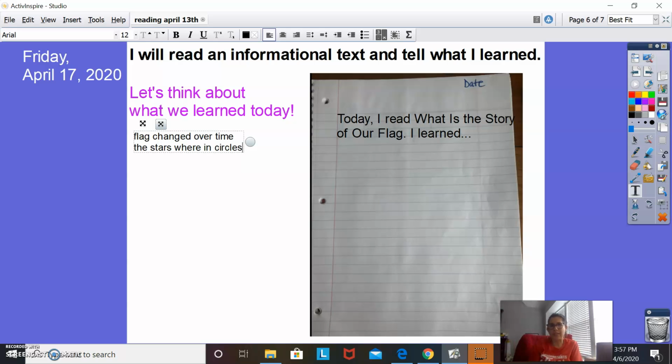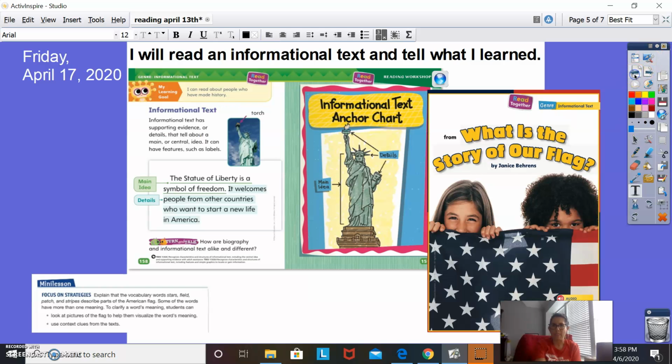So what I'm going to do is I'm going to open up my journal, write my date up here at the top, and I want you to start with this sentence stem. Today, I read, what is the story of our flag? Period. I learned, and then you tell me 2 things that you learned from reading this text. What is the story of our flag? Remember, you can always go back and listen to this lesson video again so that you can hear me read the text, what is the story of our flag, to you again.